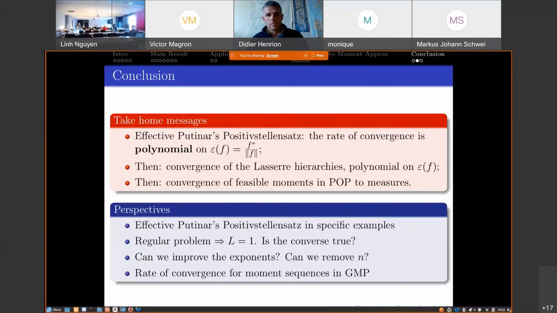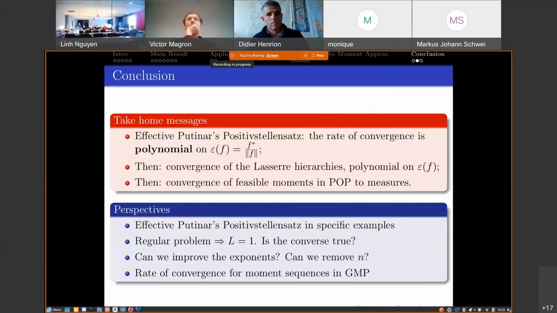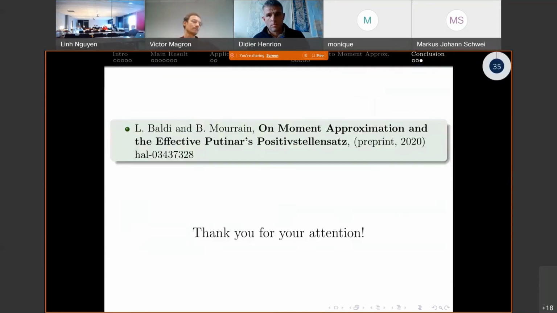So we would like to have a result that is similar in the spirit to one of Monique and Lucas without N in the exponents. And the third possibility could be to compute the rate of convergence for moment sequences in the generalized moment problem. So here you can find the reference for the preprint, and thank you for the questions and for your attention.